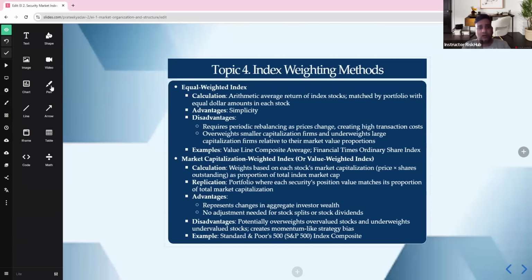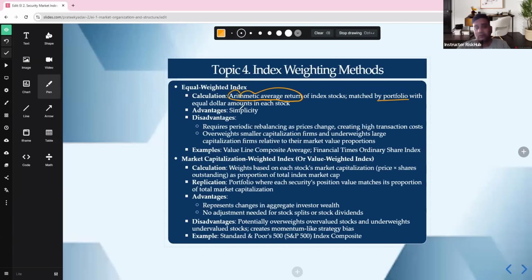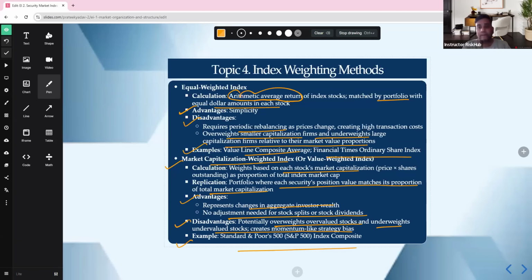Then we get into your equal weighted, right? Again, the arithmetic average return of index stocks is matched by a portfolio with an equal dollar amount in each stock. Advantage is simplicity; disadvantage is periodic rebalancing, overweighting smaller capitalization firms and underweighting large ones relative to value proportion. Examples: Value Line Composite Average, Financial Times index. Market cap weighted index: calculation weights based on each stock's market cap, a portfolio where each equity position matches the proportion of total market cap. Advantages: represents changes in aggregate investor wealth, no adjustment needed for stock split or stock dividend. Disadvantage: potential overweight of overvalued stock and underweight of undervalued stock, creating a momentum-like strategy. Example: Standard and Poor's composite, right?